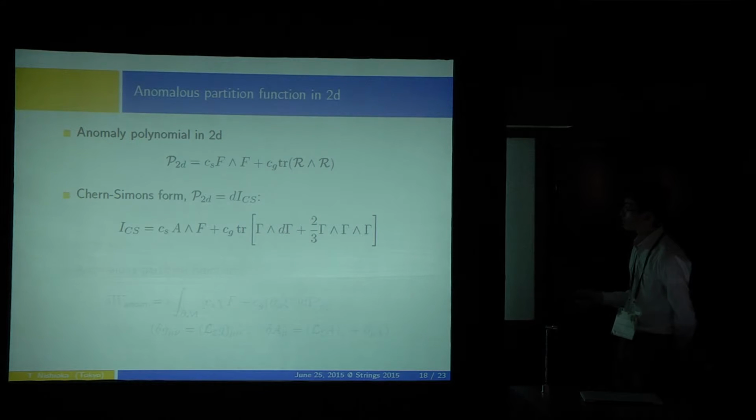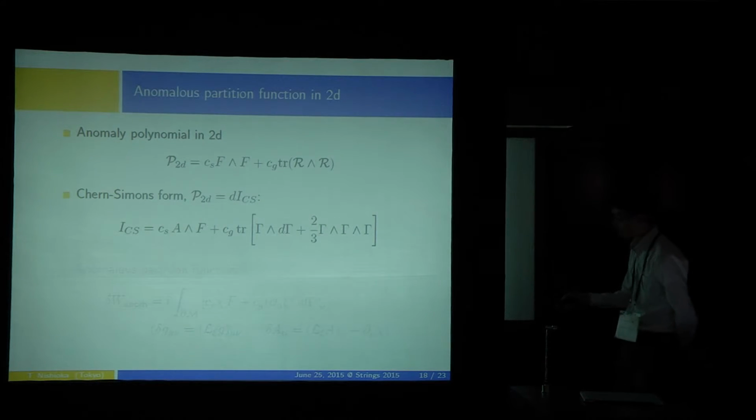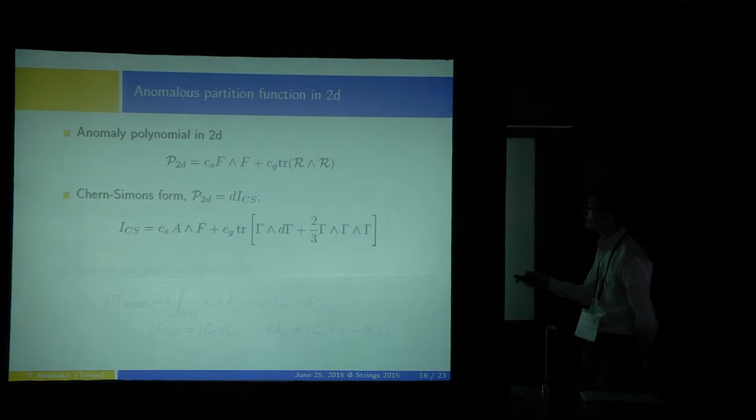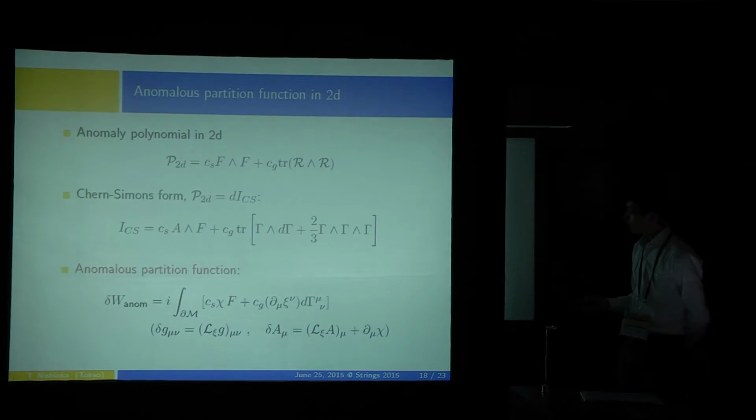The Chern-Simons form is related to the anomaly polynomial in this way, so it's easy to write down the Chern-Simons form. You have two terms: one is the usual Chern-Simons term of the external gauge field, and the other is the gravitational Chern-Simons term. By using it, you can evaluate the variation of the anomalous partition function.